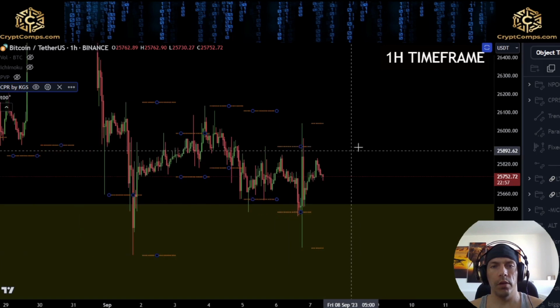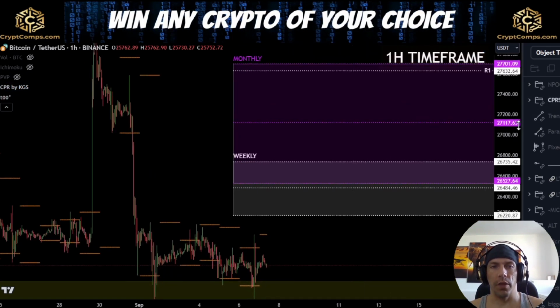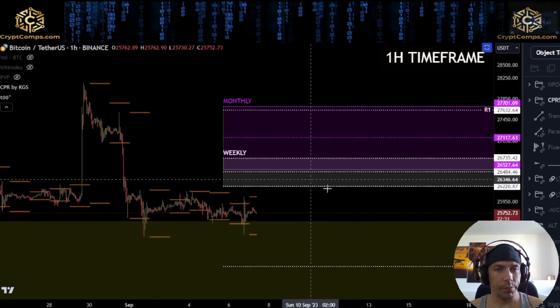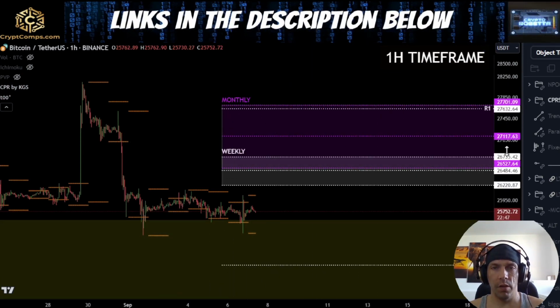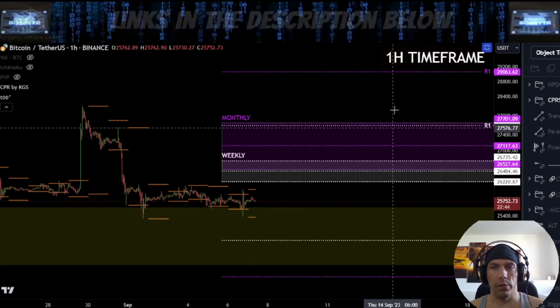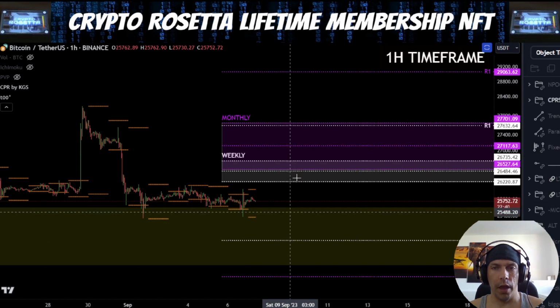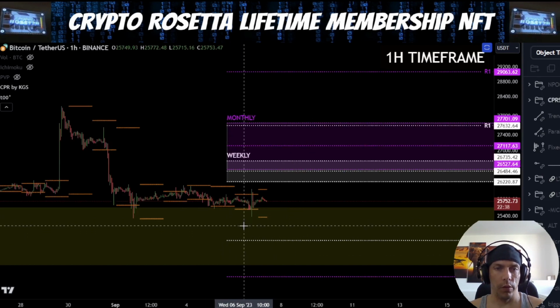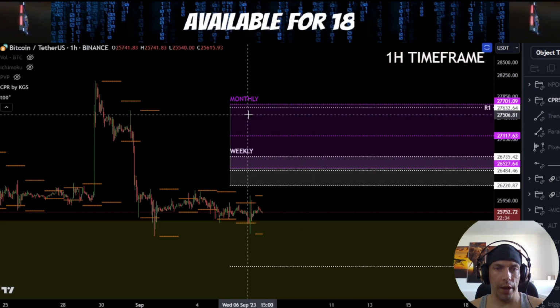Now I've actually just condensed both of these into a single chart of something I'm looking out for here. What I've got here is the purple is the monthly CPR lines. We have the S1 and the R1 above us. The weekly is the white lines here, S1 and R1 also in this area. Now we can see there's a little bit of an overlap here between the weekly and the monthly.